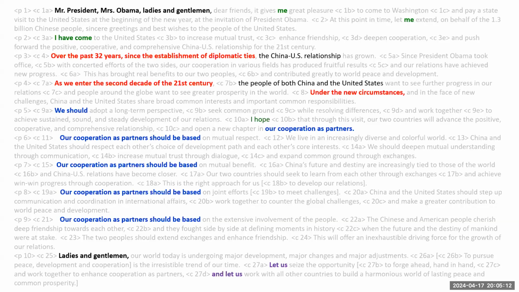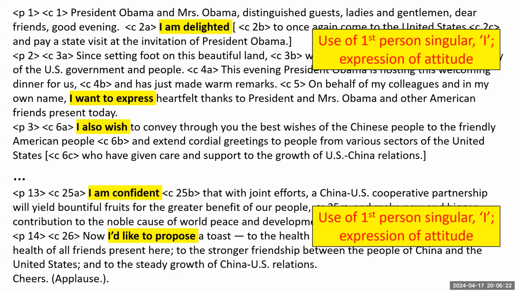Looking at theme is an important aspect of understanding how the text is coherently structured. Again, in this speech that he was giving, it begins with the very first person. It ends with the very first person.